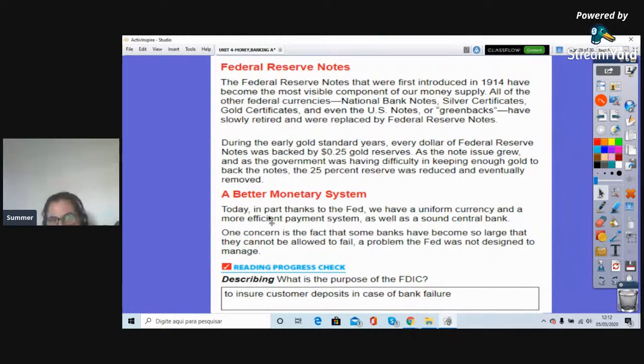Okay? Today, in part thanks to the Fed, we have a uniform currency and a more efficient payment system, as well as a sound, safe central bank. One concern is the fact that some banks have become so large that they cannot be allowed to fail, a problem the Fed was not designed to manage. So what is exactly the purpose of the FDIC? They have to insure customer deposits in case of bank failure. If Bradesco fails and my money is there, the FDIC needs to ensure that I have my money back.